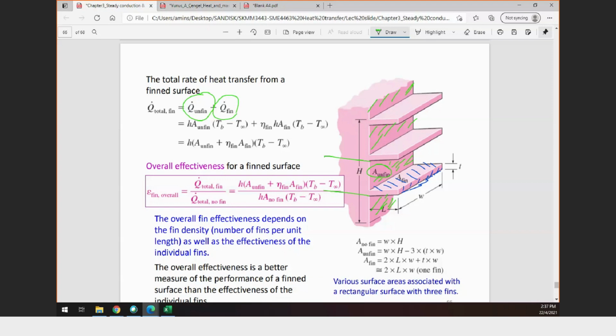This one is for a single section. So you have to consider heat transfer for the fin and heat transfer without fin, which is unfin. Then if you are replicating this about 10 times because you have 10 fins, all this calculation needs to be multiplied by 10, for example.